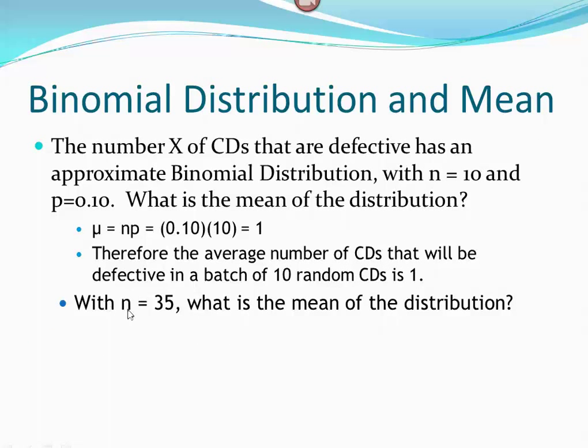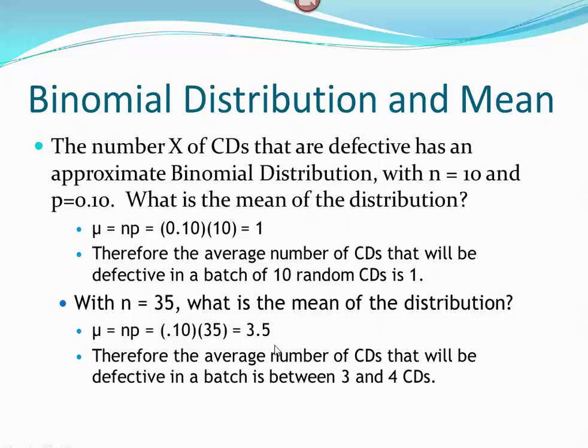So when n is equal to 35, so let's say we're picking out 35 CDs, what would be the mean of that distribution? Well, again, 35 multiplied by 10% is 3.5. But of course, we can't have a half of a defective CD. Either it's defective or non-defective. But what that tells us is that on average, we're going to expect to see between 3 and 4 defective CDs out of every 35.